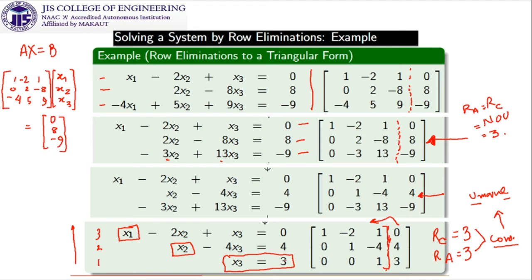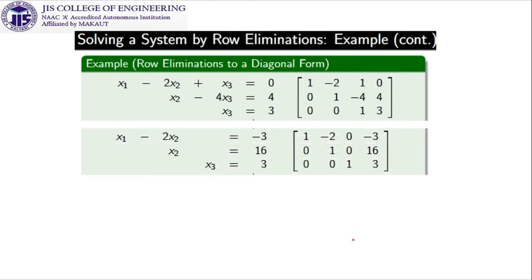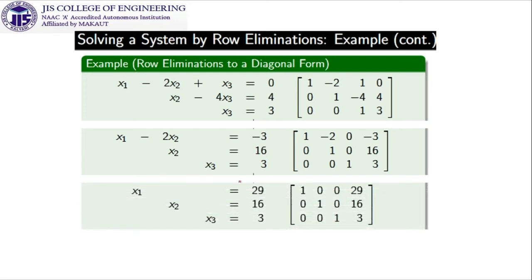By putting x3 equal to 3, we will get the value of x2, and by putting the value of x2 and x3, we will get the value of x1. So let us check what we are getting in this form. If we substitute the value of x3 here, it will be 3 into 4, that is 12, minus 12 plus 4 is 16, so x2 is equal to 16. And putting the value of x2 and x3 here, x3 is substituted here, so this 0 is converted to minus 3. We will get x1, x2, x3 as 29, 16 and 3.